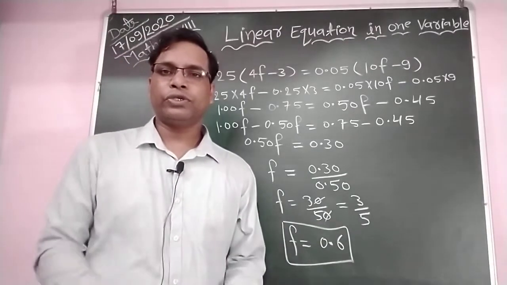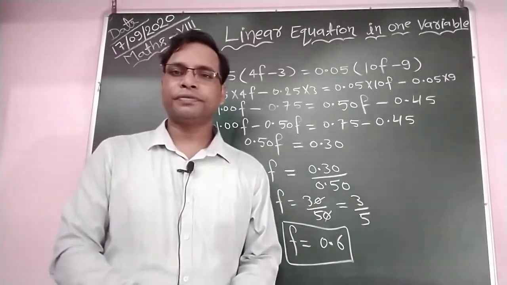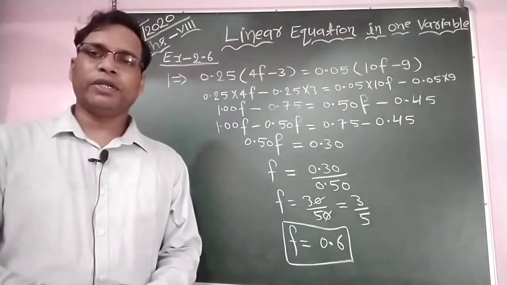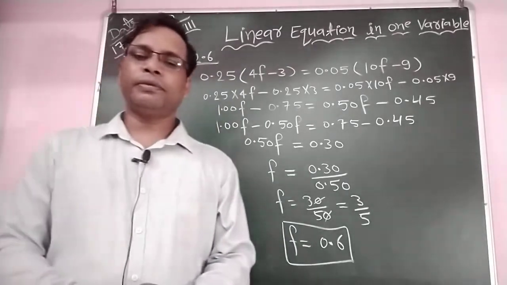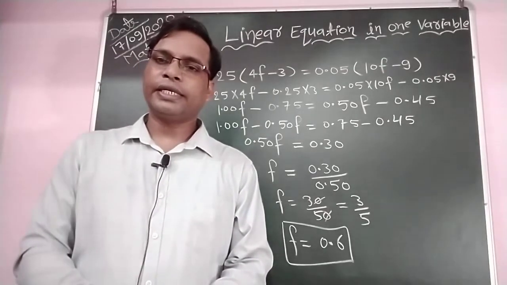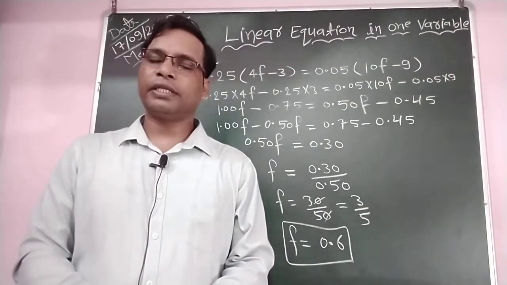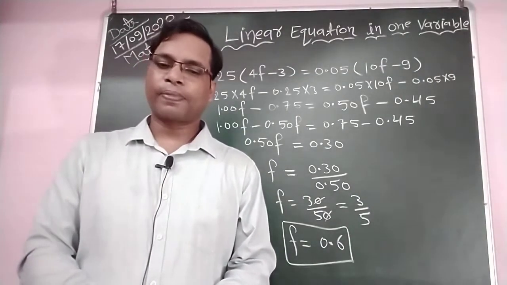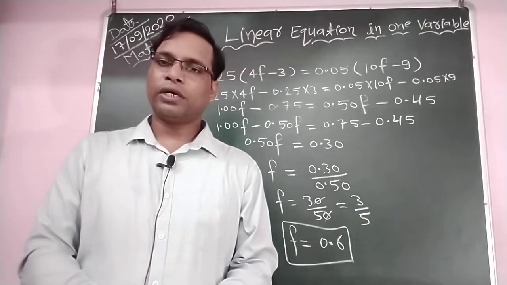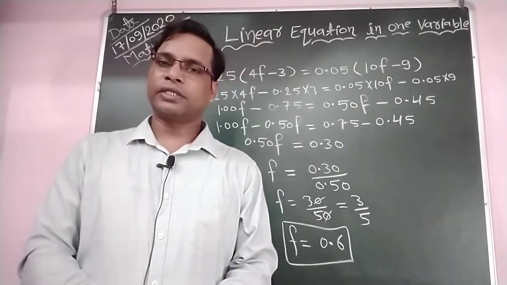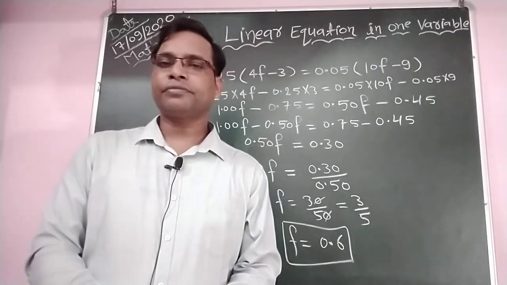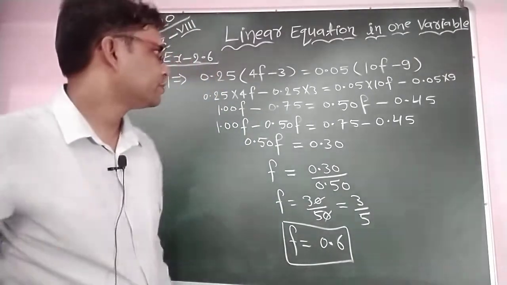So students, I hope all of you understood this question. Now we are going to discuss the next question, question number 2: 8x minus 3 upon 3x is equal to 2. We need to solve this equation, which means we need to find the value of x. So let's see how to do it.